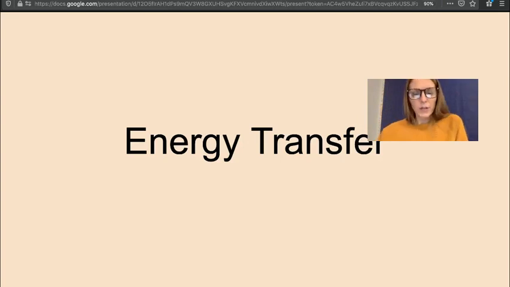All right, so we're looking at energy transfer and how it takes place. Energy is transferring between different objects. And so we're going to talk about just how that happens.